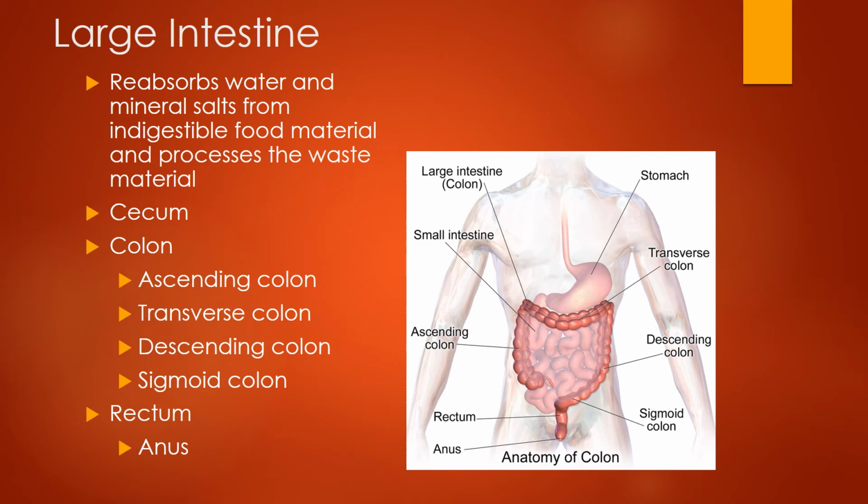The colon has four regions: the ascending colon, the transverse colon, the descending colon, and the sigmoid colon. The main functions of the colon are to extract the water and mineral salts from undigested food and to store waste material. The rectum stores feces until defecation. The feces are propelled using peristaltic movements during elimination.